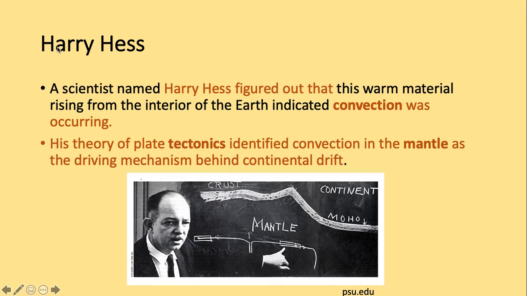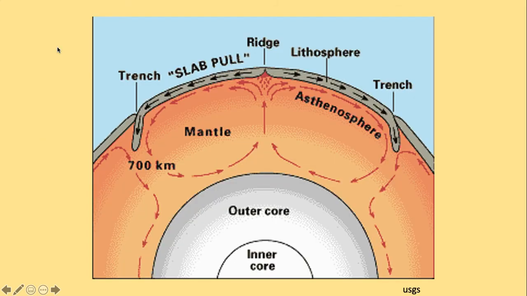This scientist, Harry Hess, figured out that warm material was rising from the interior of the Earth and indicated that convection was occurring. His theory of plate tectonics identified convection in the mantle as the driving mechanism behind continental drift. You will certainly need to remember that. The reason why the plates are moving is convection in the mantle. And here is another diagram of convection in the mantle, moving the crust on top, or the lithosphere on top.